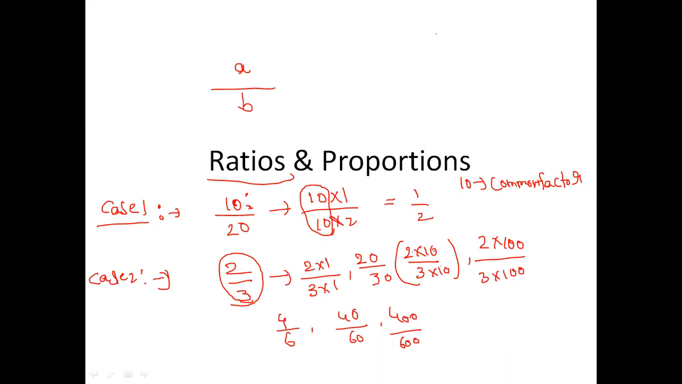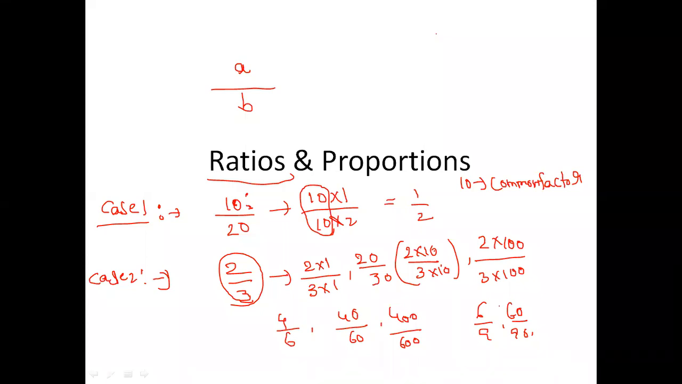Common factor is 10, 20 by 30 is the answer. Common factor is 100, then 200 by 300 is the answer. Likewise, you can have many values. Okay. It can be 6 by 9, it can be 60 by 90, it can be any value which is in the ratio of 2 by 3. So case 2 is telling that satisfying the ratio of 2 by 3, there are n number of values which are possible to make sure that the ratio is 2 by 3.